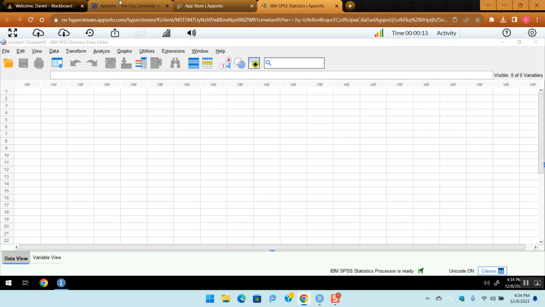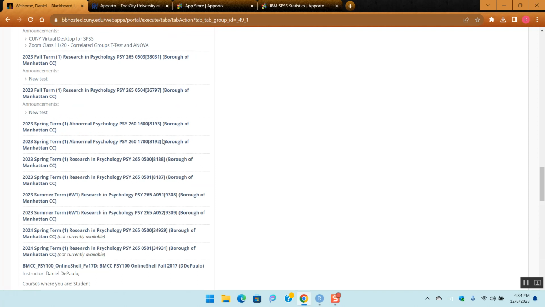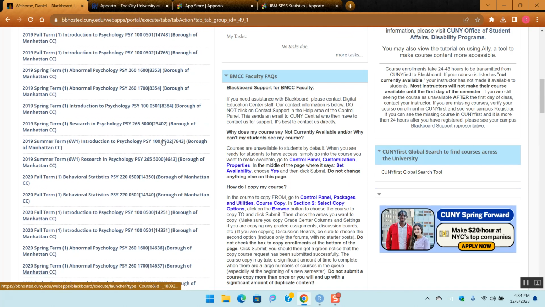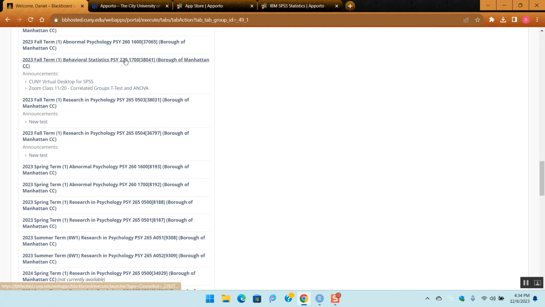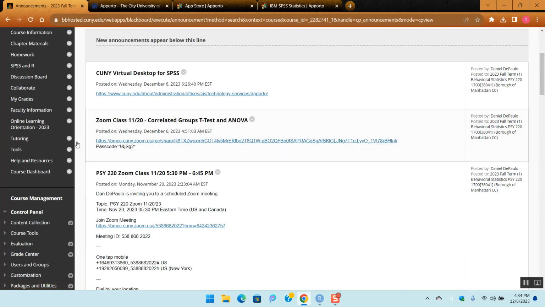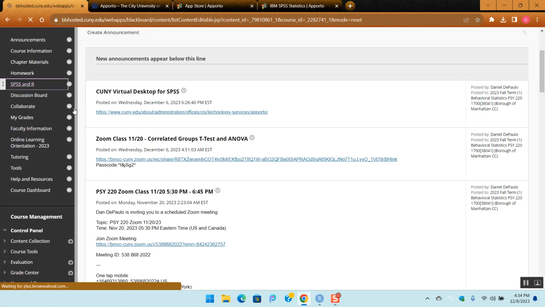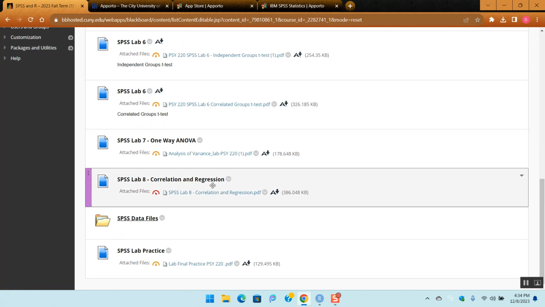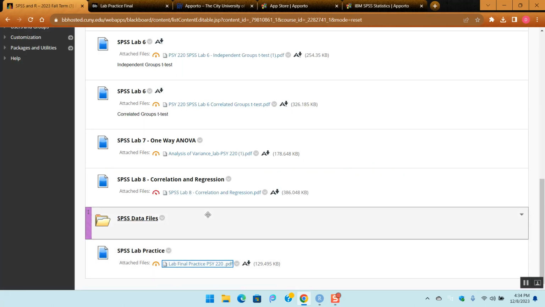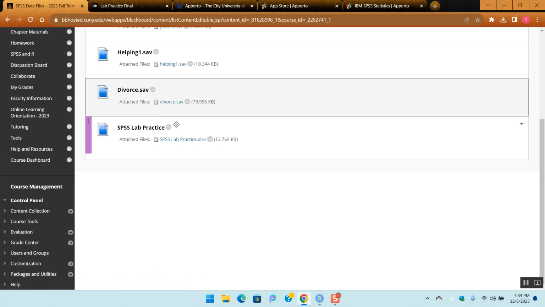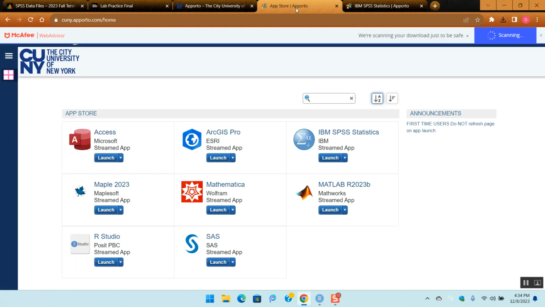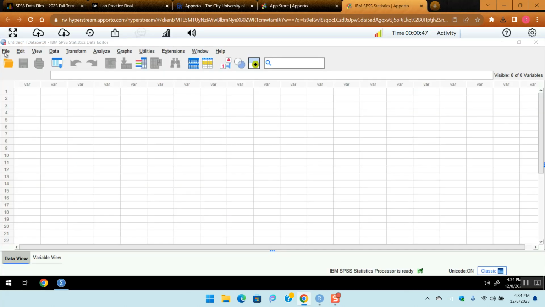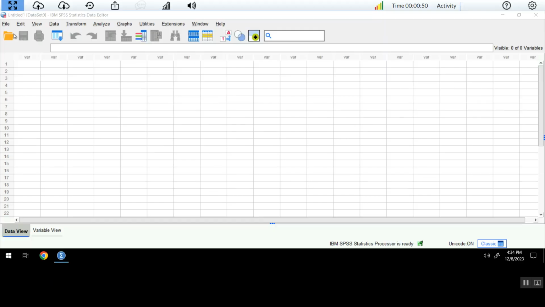So I'm going to go into the Blackboard website for our class, and let's open the data set again. If you already know how to do this and how to get into Oporto, you can skip this, of course. This is our practice lab. I want that open, and I want the data set, the SPSS lab practice data set.